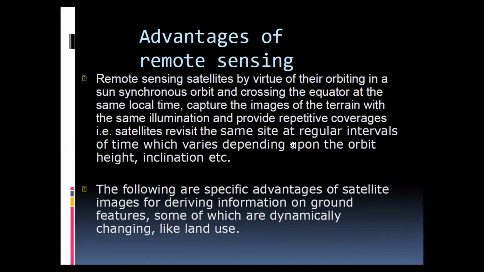There are many advantages of using remote sensing data. As you guys know, it is recorded by satellites, and these satellites sometimes are geostationary. They are stationary to a point on planet Earth. However, some of them are moving, at the same speed as the Earth moves. Satellites revisit the same site at regular intervals of time, which varies depending upon the orbit height and inclination. That's why remote sensing data can also be used dynamically.